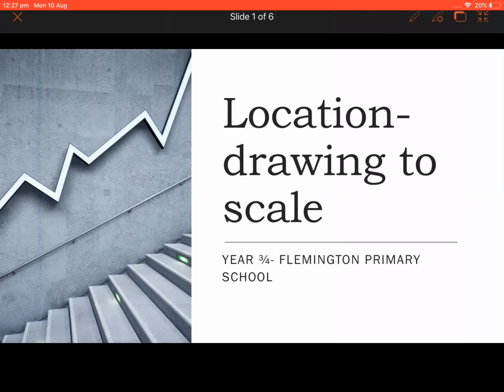Good morning everybody and welcome to another lesson on location. Today you are looking at drawing a floor plan to scale.